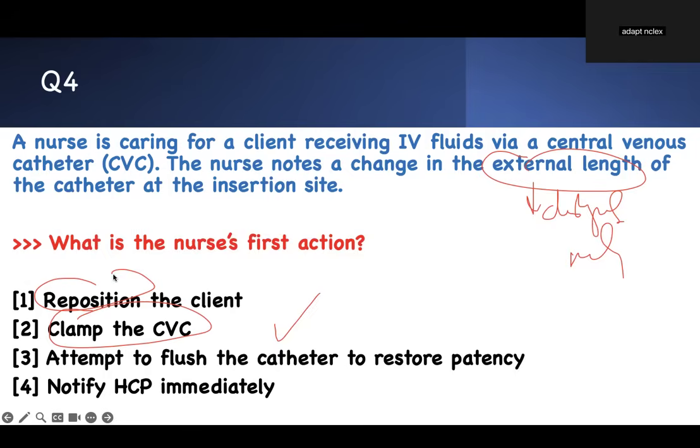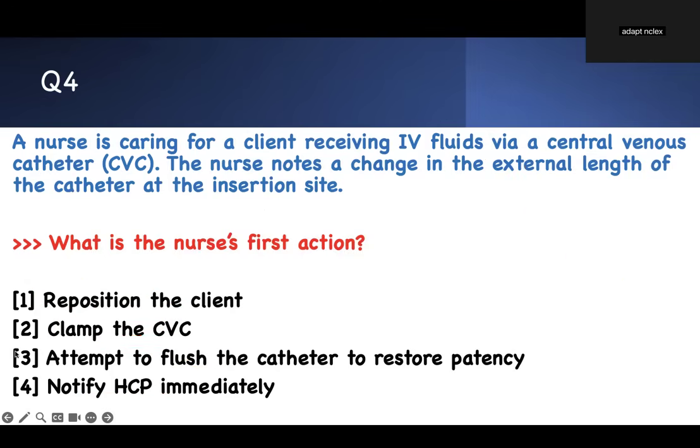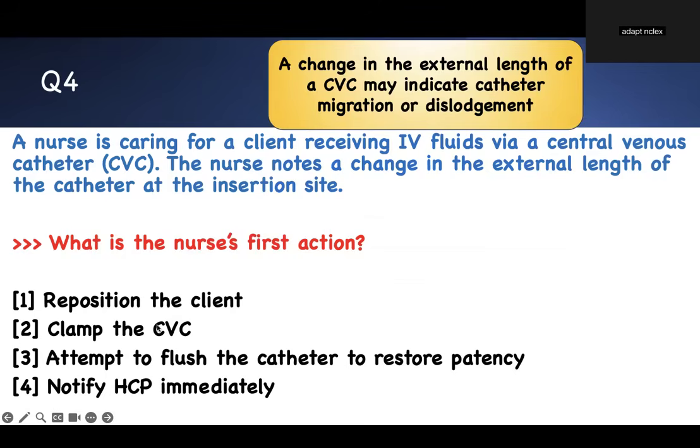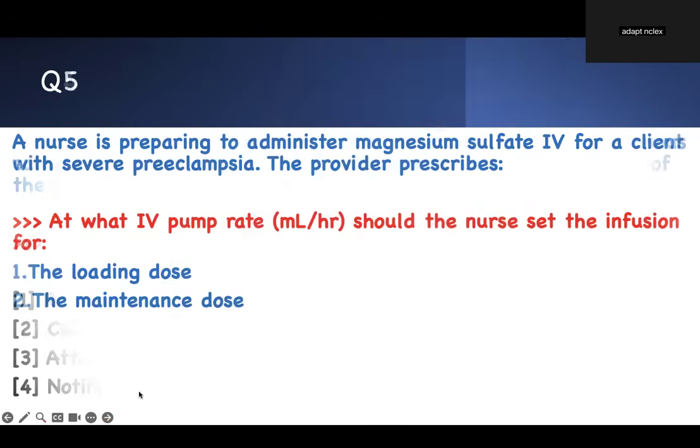Something is wrong. Therefore, I will secure the catheter from coming out, or secure it from migrating. Either it has gone in too far and probably is being embolized. Therefore, secure it. Don't flush it. That will push it in more. And then what do you need to do? Notify the provider. This is a concept you have to know. When you see this question, secure the tube before it goes in, and then let the doctor know, and he can fix it. So a change in length may indicate that it has migrated or is dislodged, and we've got to secure it and figure it out. So number 2 is the right answer.